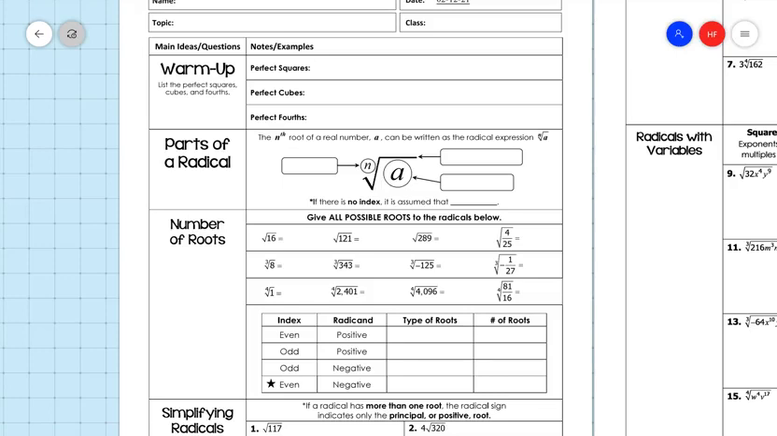Hey guys, so today we're going to be simplifying radicals. So we've talked a little bit about radicals and we've graphed them, but today we're going to be starting our unit on doing operations with these radicals. So the first part of this is just listing what our perfect squares, cubes, and fourths are.